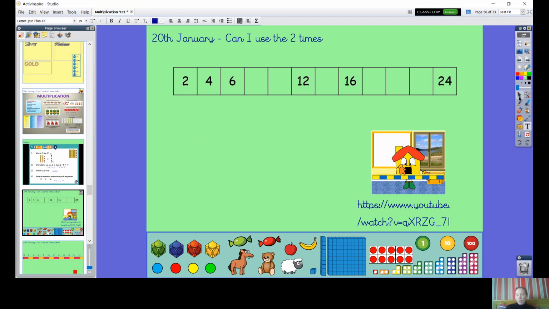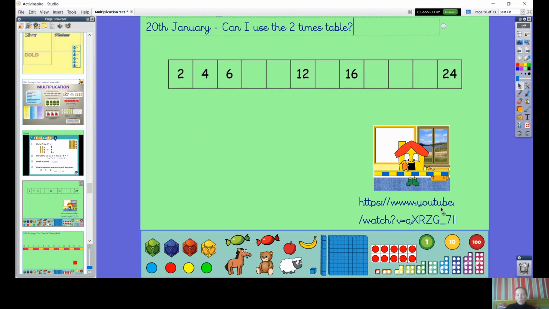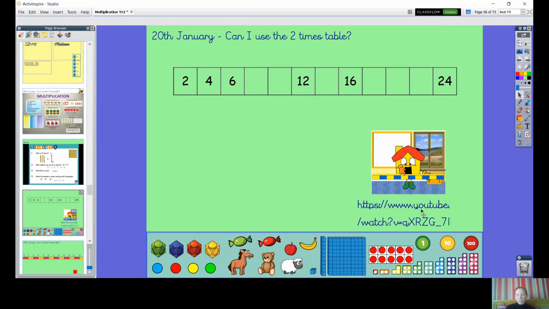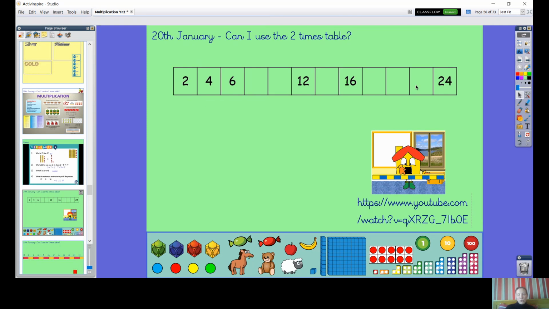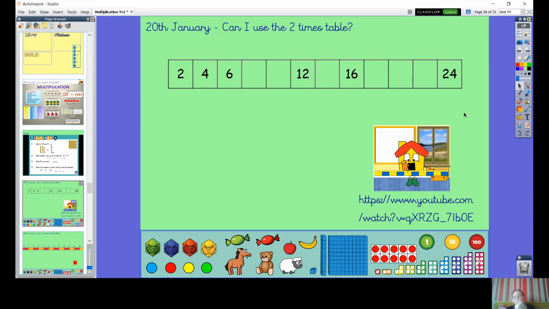Seems to like disappearing on me, my writing today. So let's just make sure that you can see it all. So have a look at this number track. And there's a clue in our Can I this morning that yes, it is counting in 2s. So can you help me say the missing numbers? 2, 4, 6, 8, 10, 12, 14, 16, 18, 20, 22 and 24.